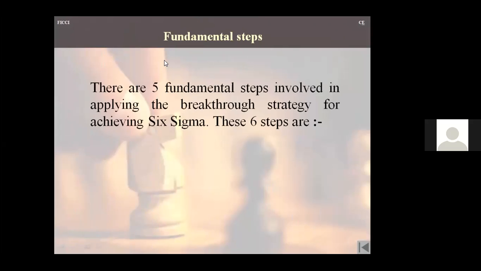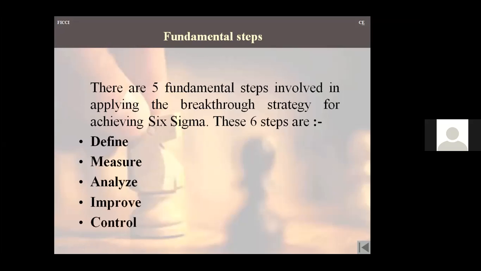So in Six Sigma, there are five fundamental steps. The first is define, second is measure, analyze, improve, and control. In short, we call it DMAIC: define, measure, analyze, improve, and control.